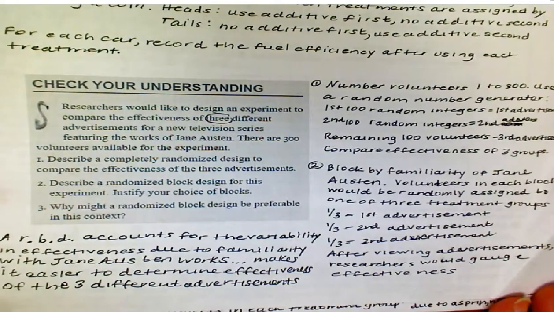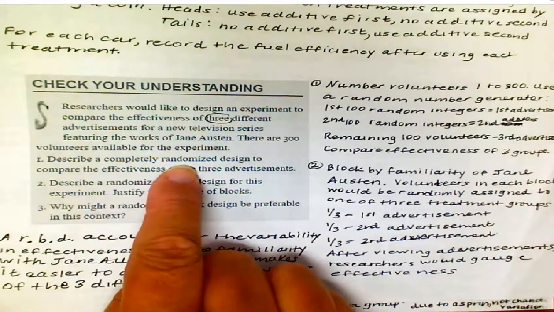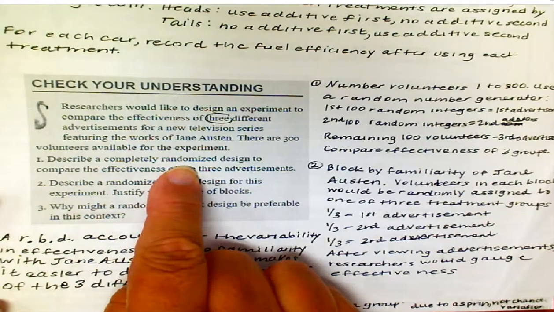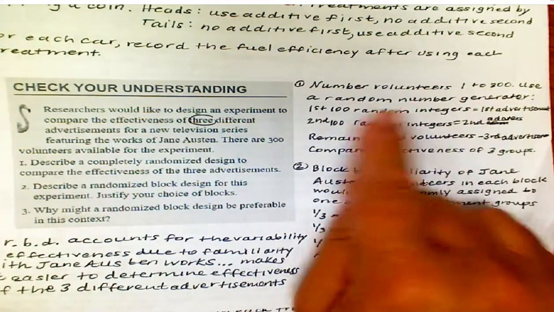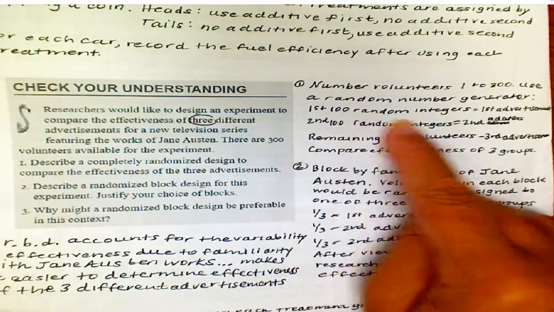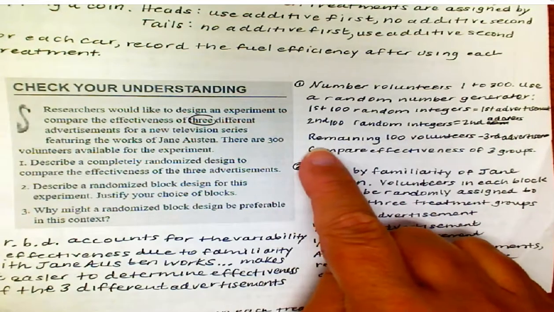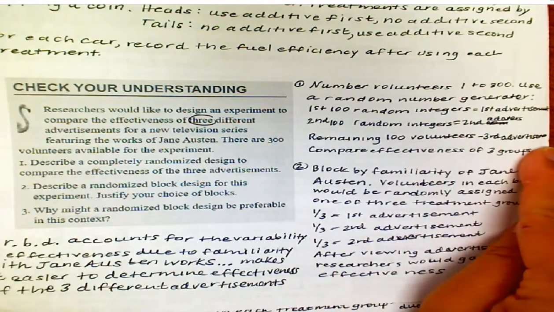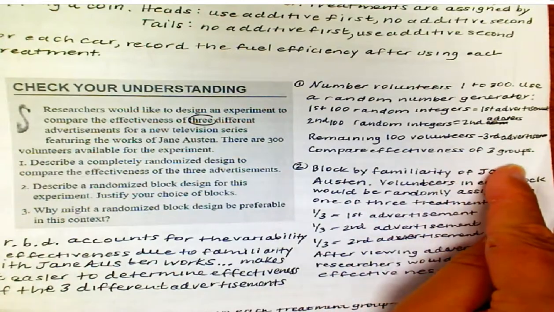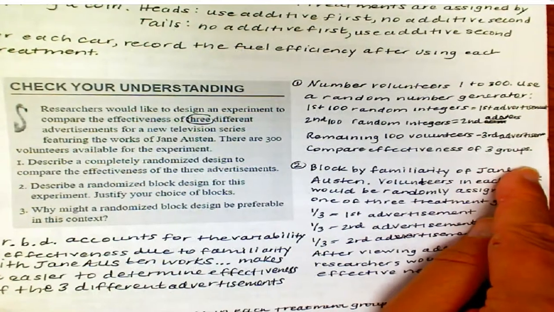Okay, researchers would like to design an experiment to compare the effectiveness of 3 different advertisements for a new television series featuring the works of Jane Austen. There are 300 volunteers available for the experiment. Number 1, describe a completely randomized design to compare the effectiveness. So completely randomized, don't block at all, just do a randomized design. Number the volunteers 1 to 300, use a random number generator. The first 100 watch the first advertisement. The second 100 watch the second advertisement. The remaining 100 watch the third advertisement. Compare the differences of the 3 groups. So that would be completely randomized.